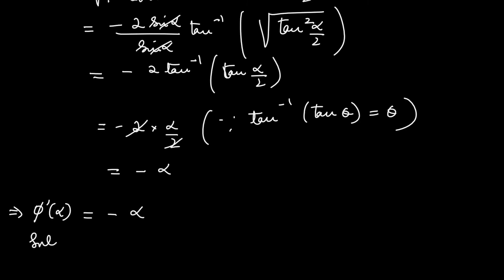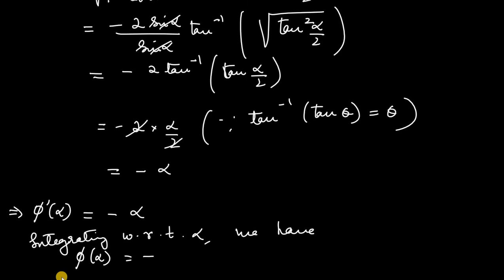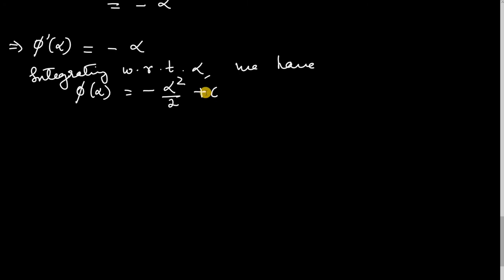Now integrating this one, because this is phi prime of alpha, integrating it with respect to alpha, the integral of phi prime of alpha will be phi of alpha. That is, the left hand side will be phi of alpha, and the integral of minus alpha will be minus alpha square by 2 plus some constant term, since this is the case of indefinite integral. So now we have to evaluate the value of c here.